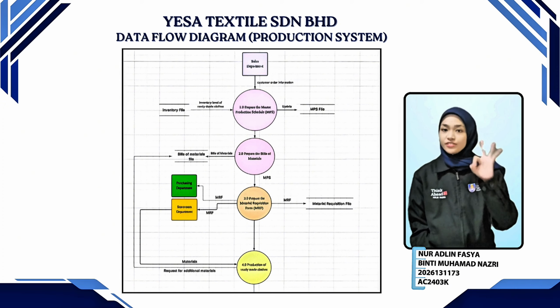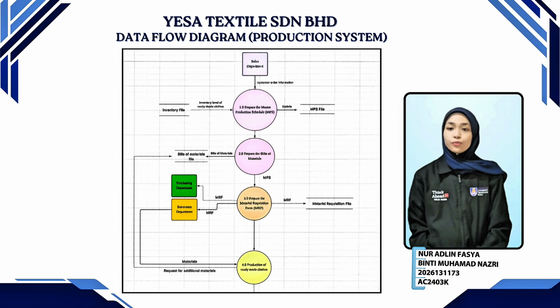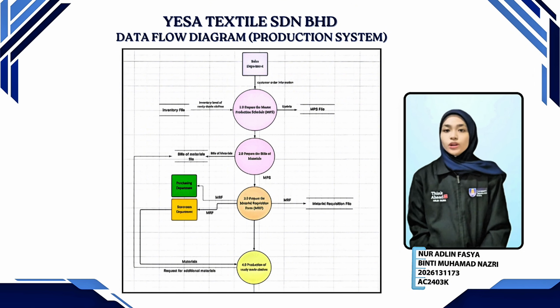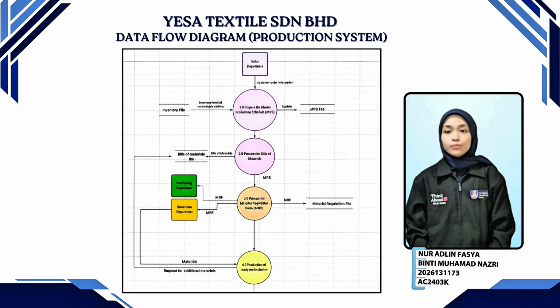This slide shows the first three processes in the production system. The process starts with process 1.0, prepare the master production schedule, MPS. This process receives two data inputs, which are customer order information from the sales department and the inventory level of ready-made clothes from the inventory files. Both inputs are analyzed to determine the production requirements. The output of this process is the master production schedule, which is then stored in the MPS file for future reference. The MPS then becomes the input for process 2.0, prepare the bill of material.